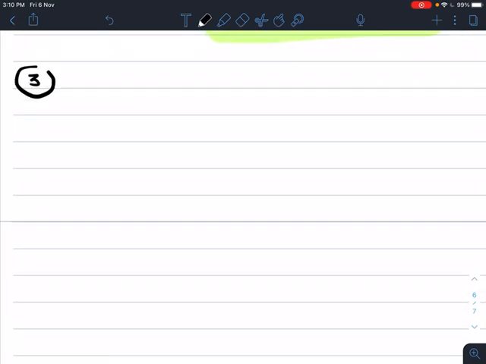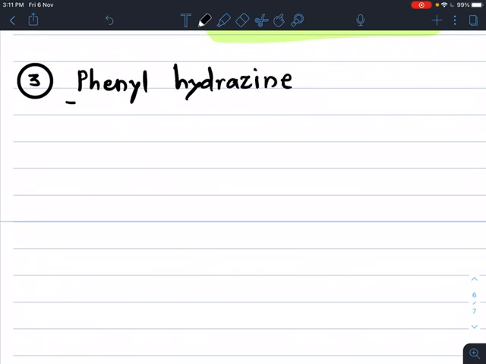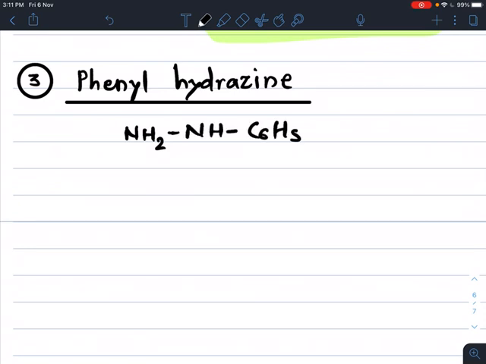Now the next type of reaction, number 3, reaction with phenylhydrazine. The formula of phenylhydrazine is NH2NHC6H5. So this is the formula of phenylhydrazine. Now when this phenylhydrazine undergoes reaction with either aldehyde or ketone, what products do we get?